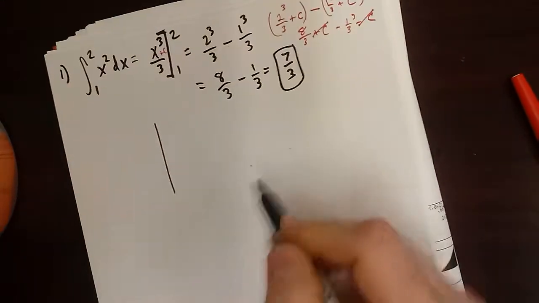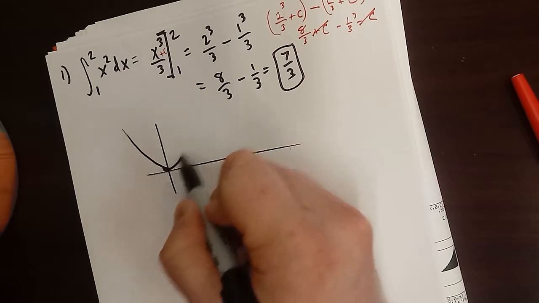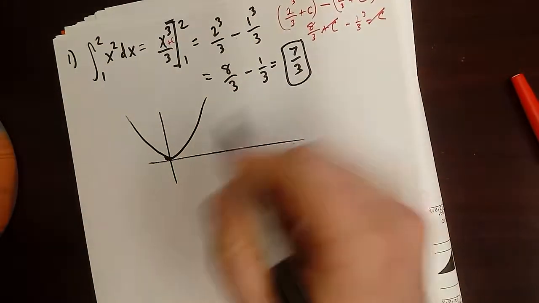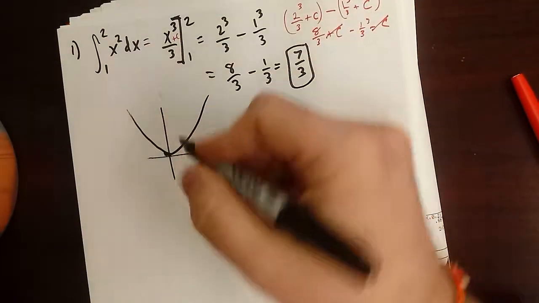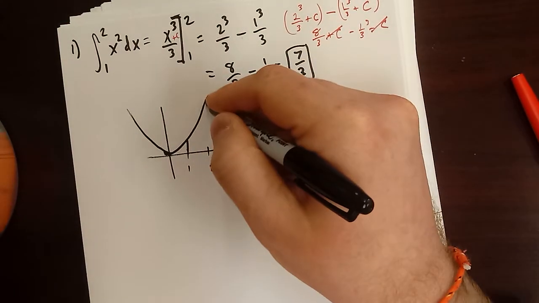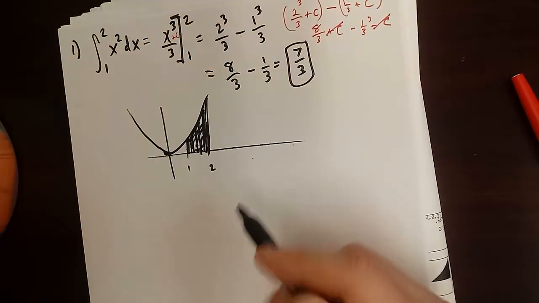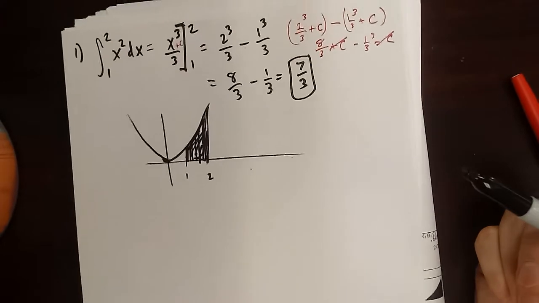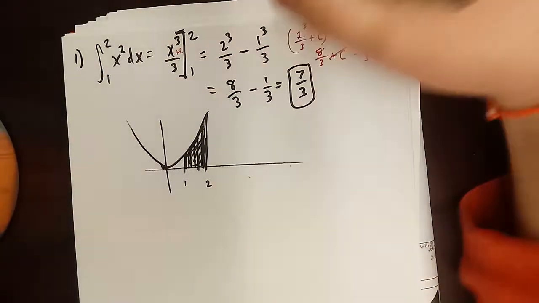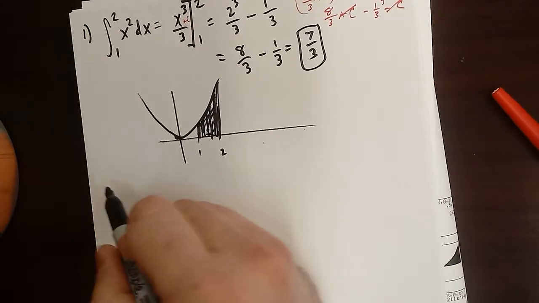Just to keep this in context, 7/3 literally means take the curve y equals x squared, and it says from 1 to 2, right? So here's 1, here's 2. Take the area underneath this curve from 1 to 2. It's 7/3. This is the fundamental theorem of calculus, wrapping integrals with derivatives and putting it all in a nice neat package. So let's look at example 2.